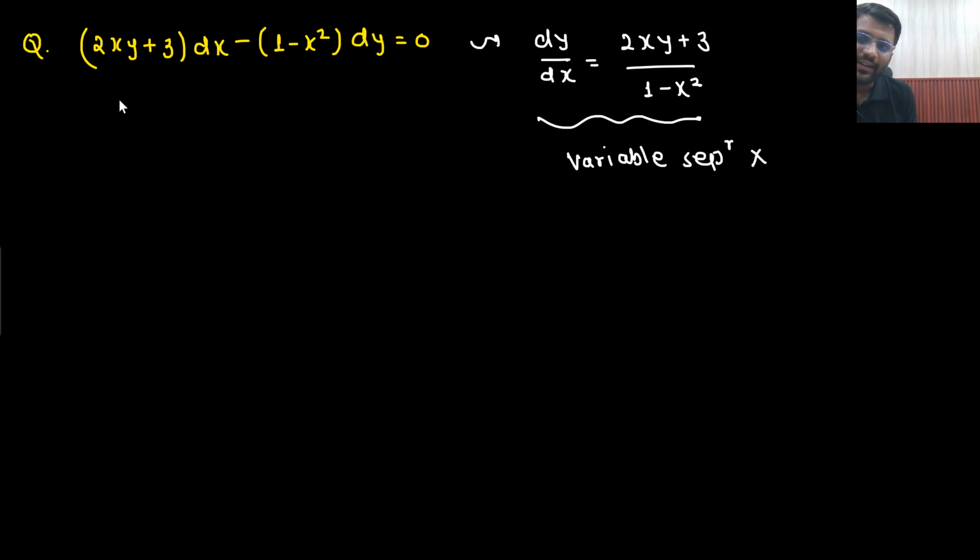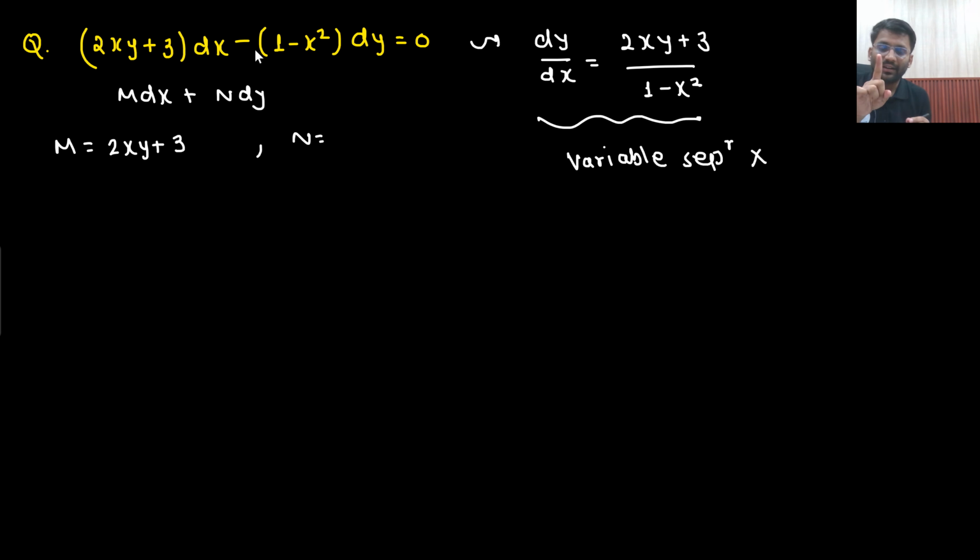Then what will you think? Sir, it feels like it is M dx plus N dy. Where what is your M? Your M is nothing but 2xy plus 3. And what is your N? N is nothing but x square minus 1, because you need to take this negative sign inside. M dx plus N dy, plus sign is there. So minus of 1 minus x square, or you can say it is x square minus 1.